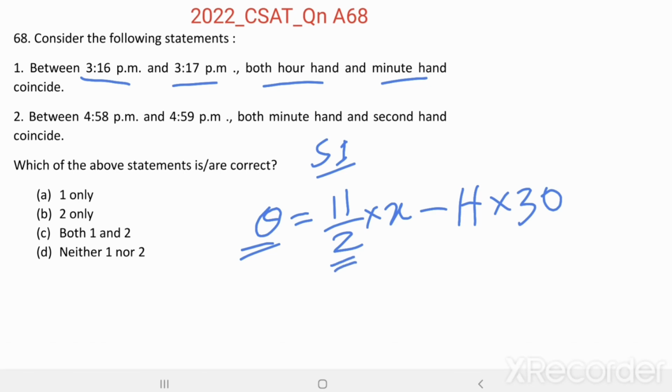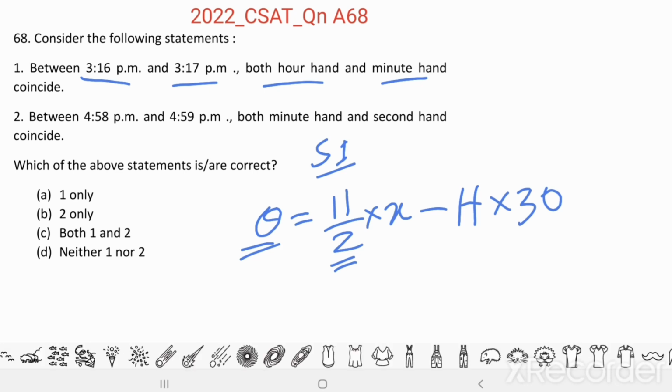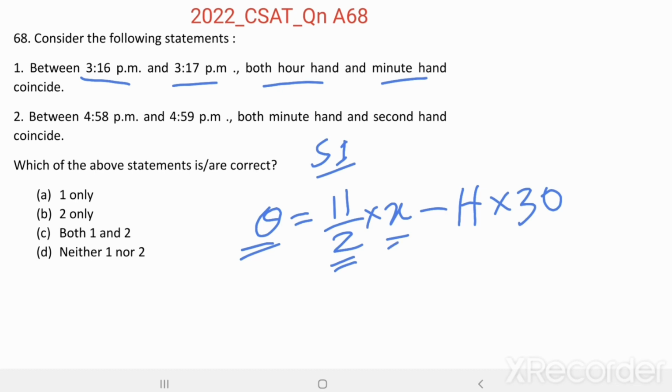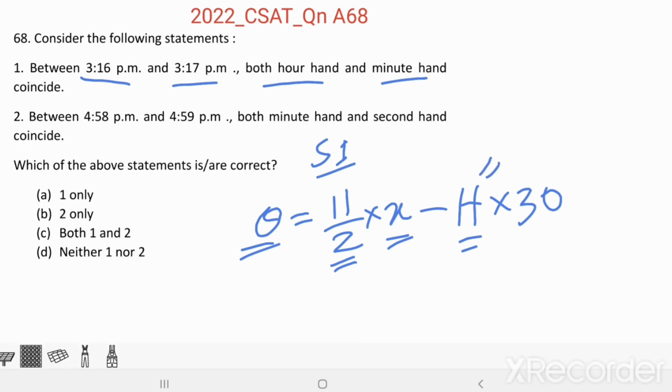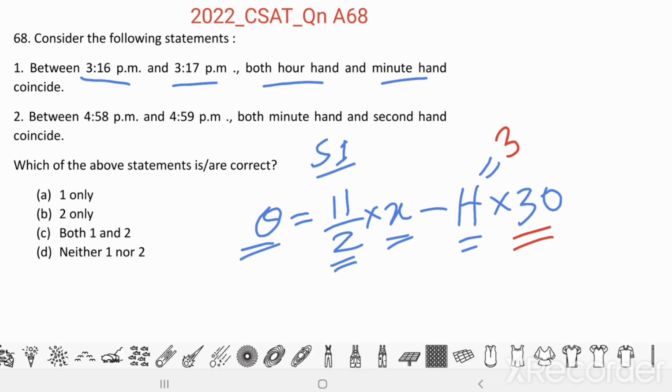11 by 2 means the relative angular movement of minute hand and hour hand for each minute. That is, for 1 minute, the relative angular movement of minute hand and hour hand is equal to 11 by 2 degrees. Then x means minutes passed, h means hours passed. Here we want to find when both hands coincide after 3 o'clock. Therefore, h equals 3. Then 30 means for each hour, the hour hand moves by 30 degrees.